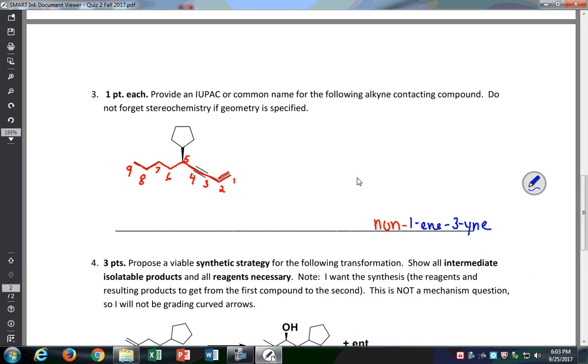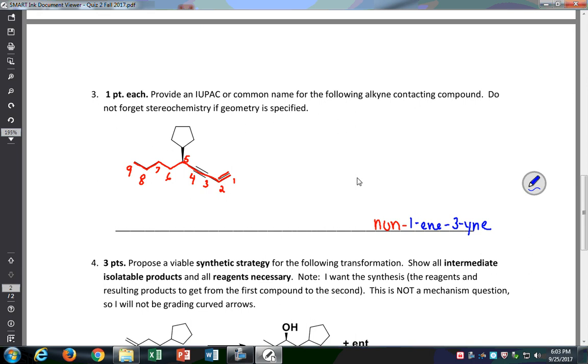So that's it. We just put them all in the name. And this is one of the cases where it's probably a little better to put your numbers right by the ene and the yne since we have both of them. But if we just had the triple bond, it was just ene, we could put it in there as well. If we had 2 enes, it would be a diene. If we had 3 enes, it would be a triene. Again, we want the lowest numbering system possible for the triple bonds. It doesn't really matter about anything else.